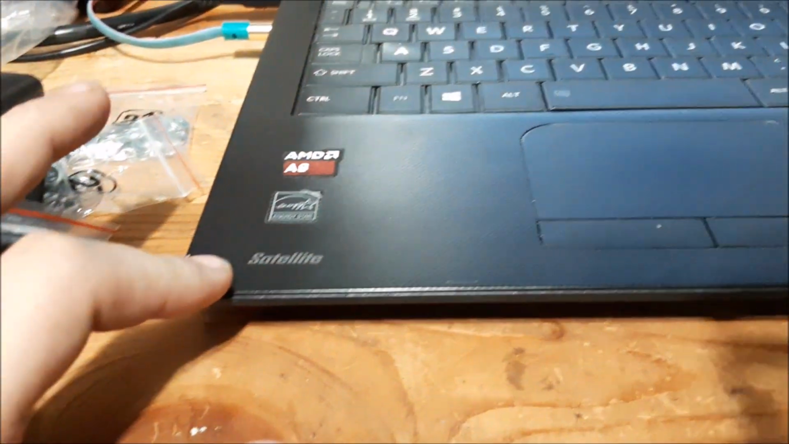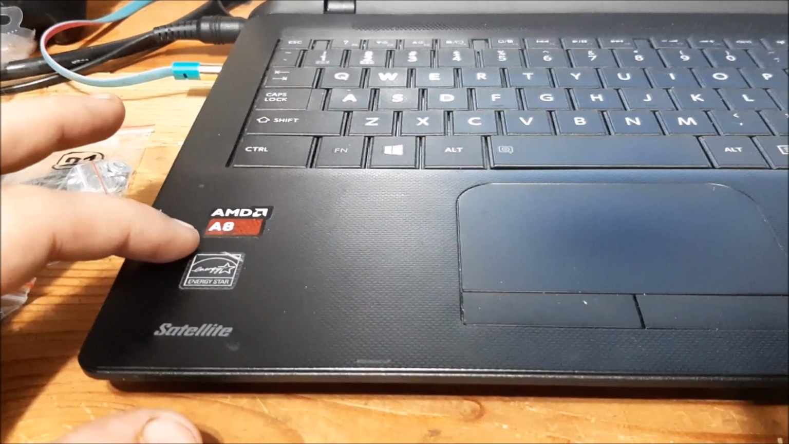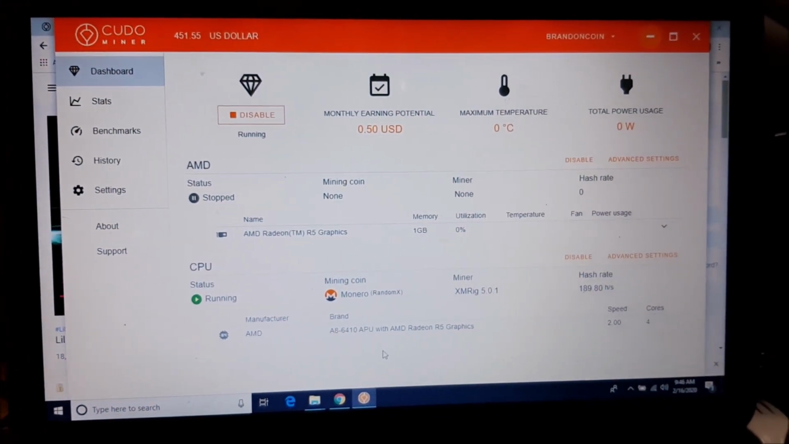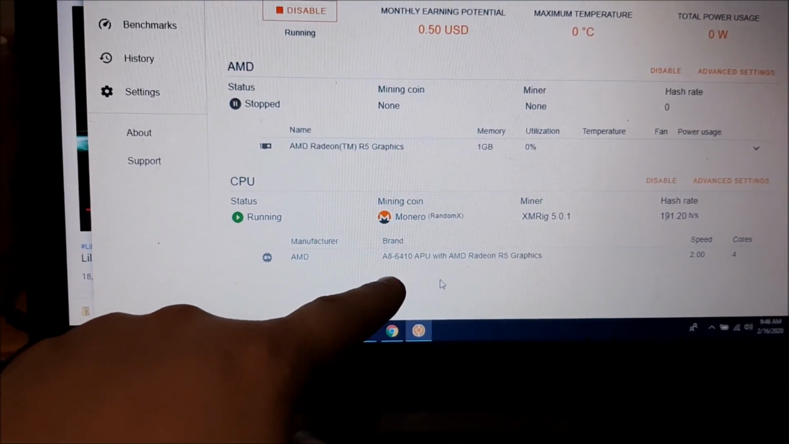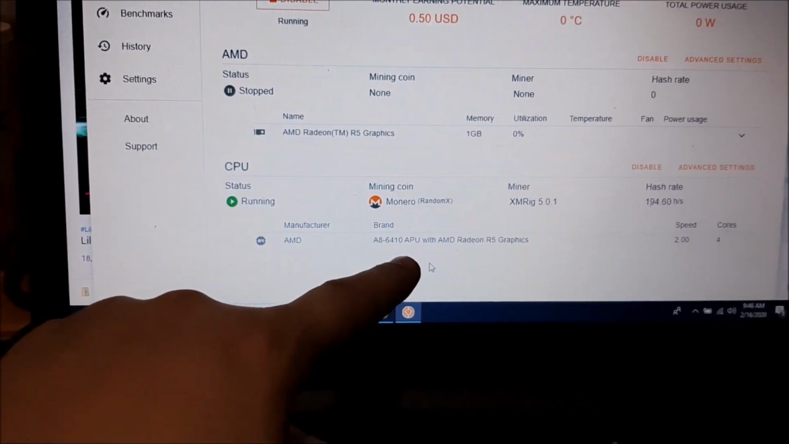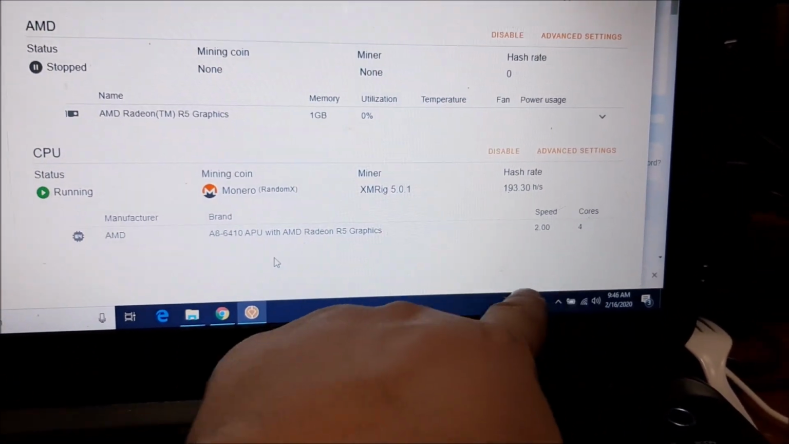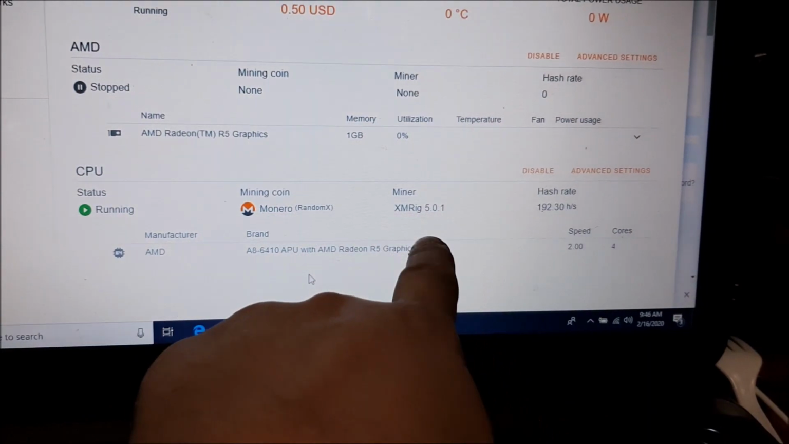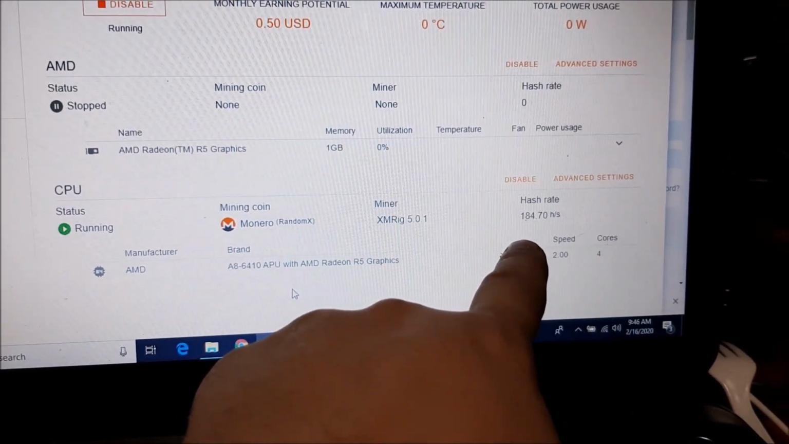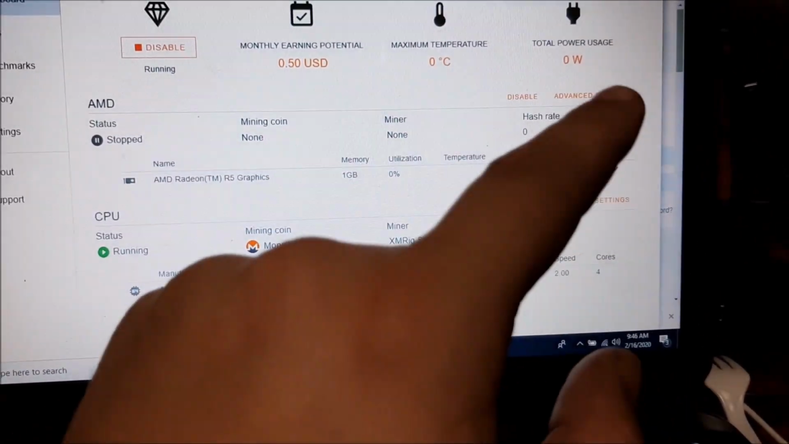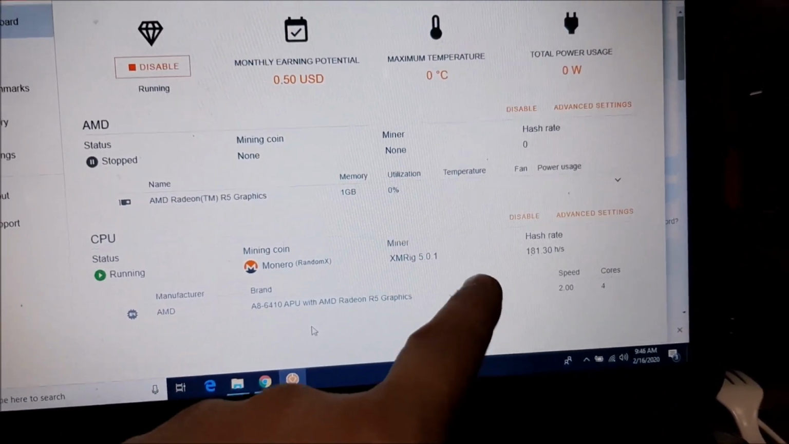Actually, let me flip this around. Okay, so the laptop in question is a Toshiba Satellite AMD A8, and the actual CPU is right here, A8 6410 APU. So it is a 4-core, 2 gigahertz CPU. We're doing Monero Random X and getting about 185. It'll bounce up to 190 hashes on Random X. Not great, not good at all.